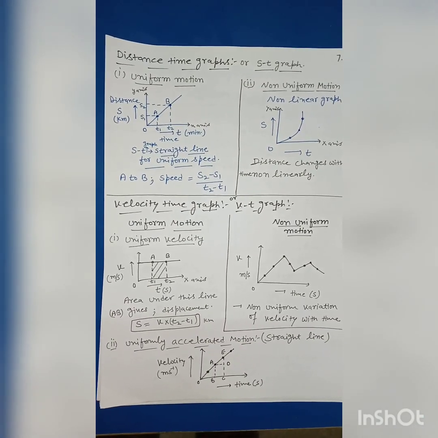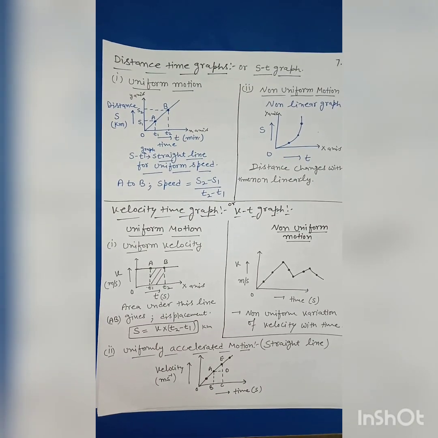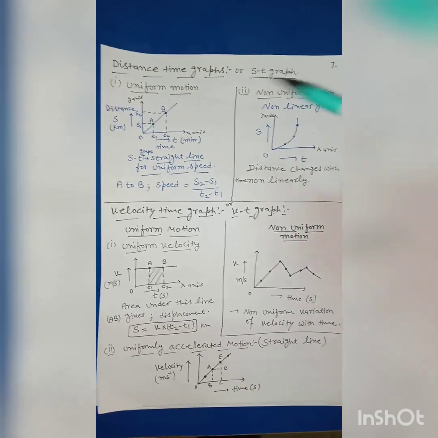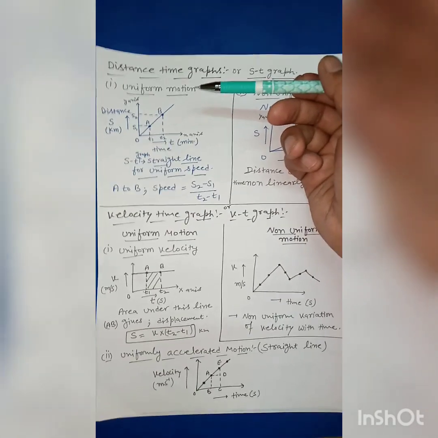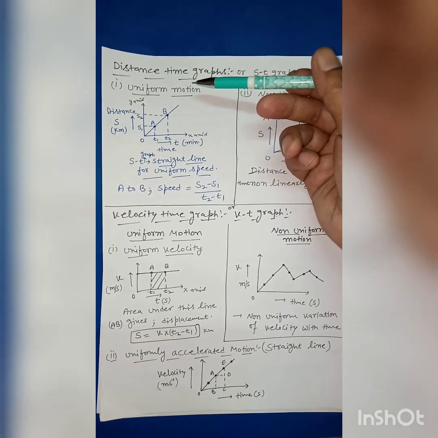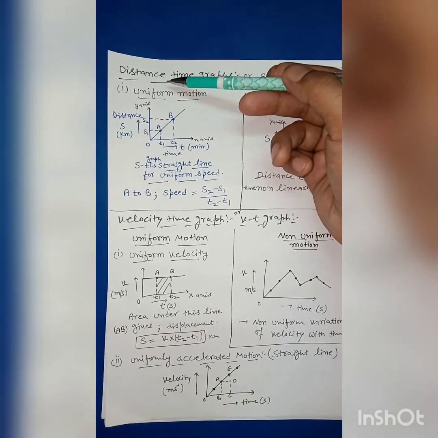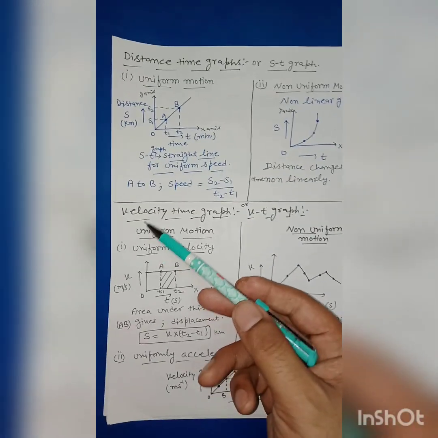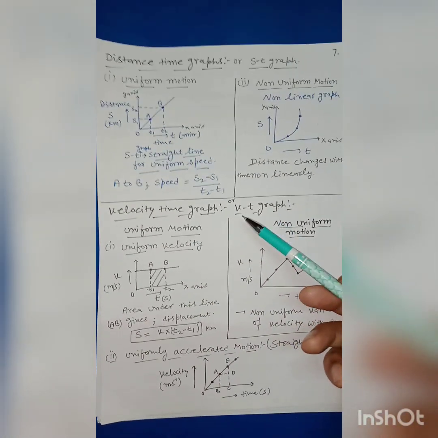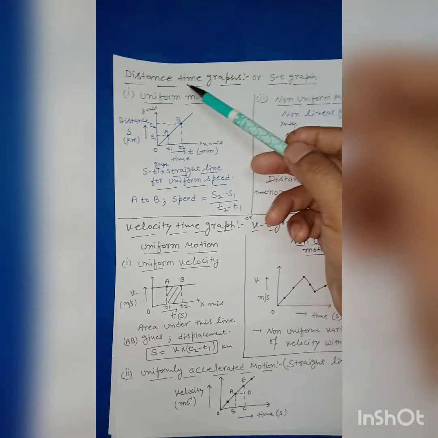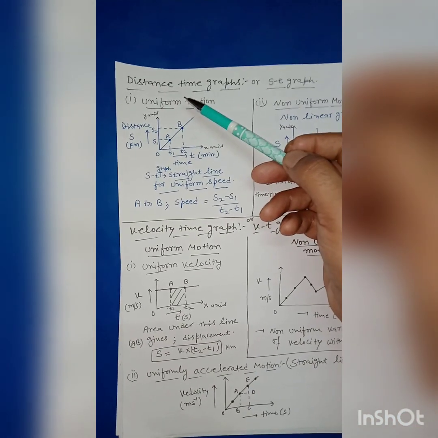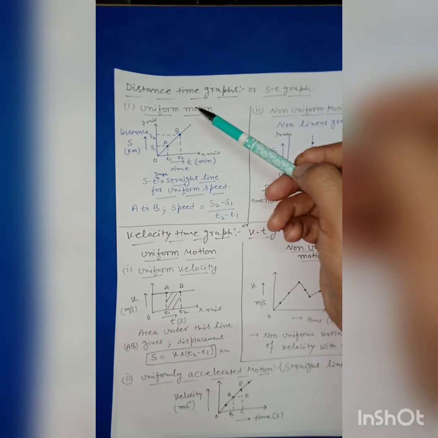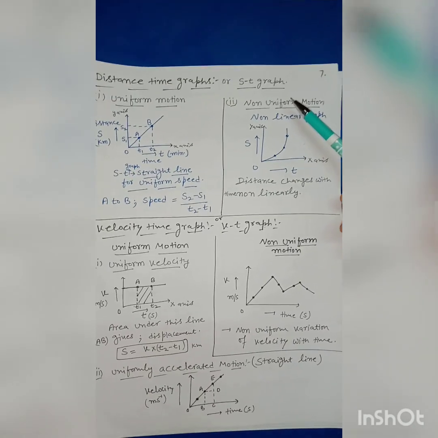Now I am starting your next topic, that is graphical representation of motion. There are two types of graph in motion. First is the distance time graph, that is the ST graph. Second is the velocity time graph, or you can say VT graph. In the distance time graph there may be further two cases, uniform motion and non-uniform motion.